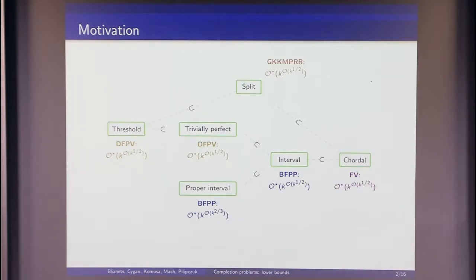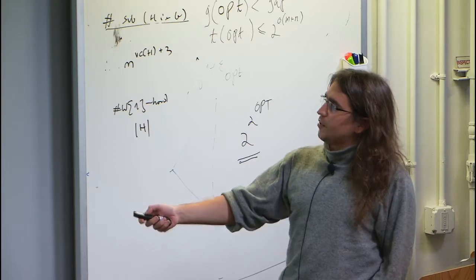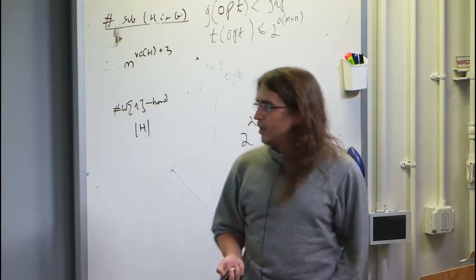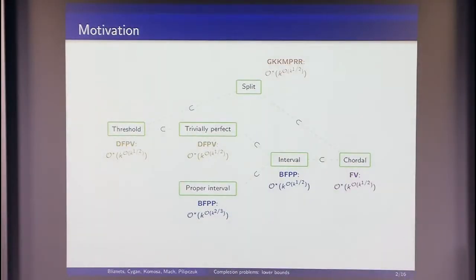As you may see from this picture, and as Marcin said, almost all these positive results have running times of the form k to roughly square root k, apart from the one aberration of proper interval completion, where we are stuck with k to the 2/3 and we don't know what to do next. So the natural question is: why 2 to the square root k, or roughly k to the square root k? In the fine-grained complexity agenda, you should ask whether you can give a lower bound, possibly under ETH or some other assumption, to show that this is the correct answer.